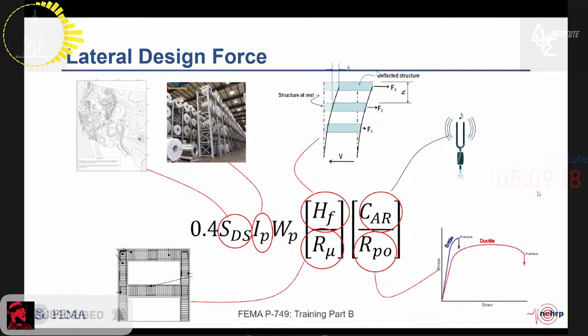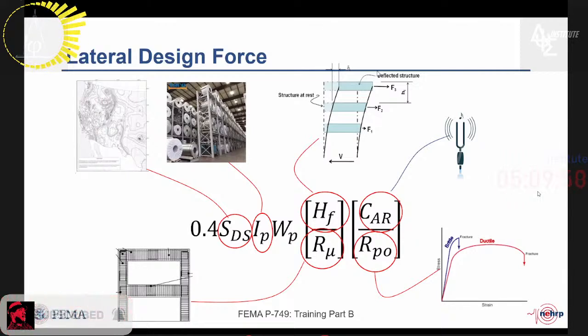R sub mu is new to the formula and is the ductility of the selected seismic force resisting system. C sub AR is a coefficient that relates to the likelihood that the component will experience resonance with the dynamic properties of the structure. And R sub PO is similar to the old R sub P value that we used in previous editions of the equation that relates to the ductility of the component itself.